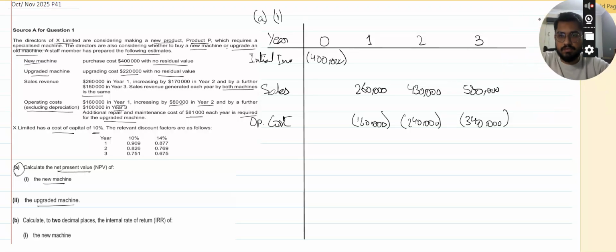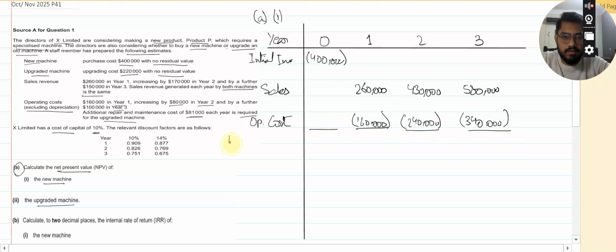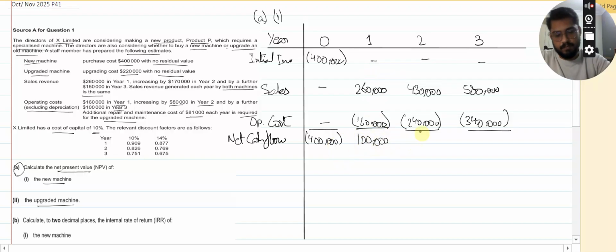Alright, so I think we have plotted all of the relevant cash flows over here. So let's calculate the net cash flows for each year. For year 0, the net cash flow is simply $400,000. For year 1, it is $100,000 of cash inflow. For year 2, this is $190,000.